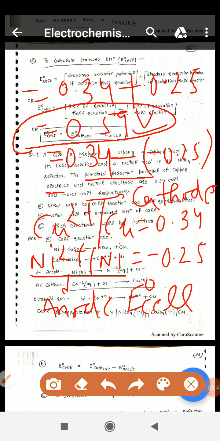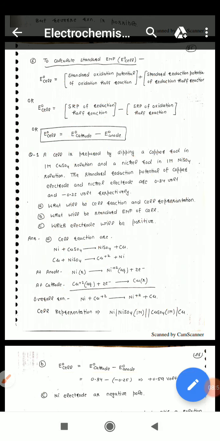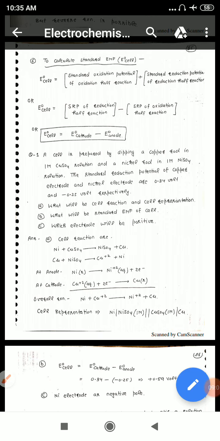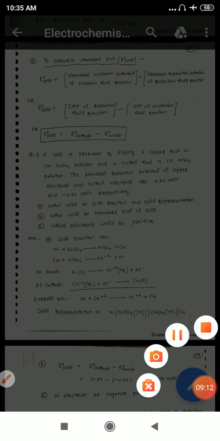By the reactivity of the metal, we explain the spontaneity of the reaction. So by these things we can explain. Third is which electrode will be positive and which electrode will be negative. So we are again able to answer this question: the nickel electrode is negative and the copper electrode is positive, meaning anode is negative and cathode is positive. So this is the first question.